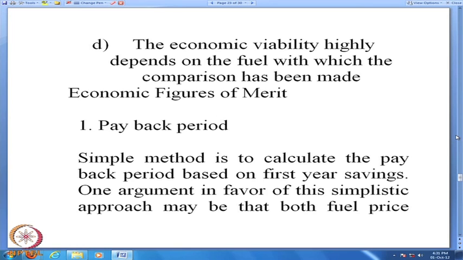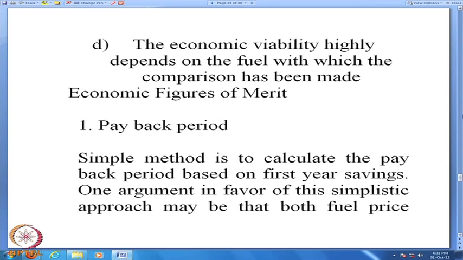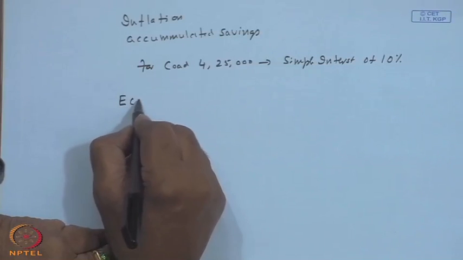The economic viability highly depends on the fuel with which the comparison has been made, right. As we have seen, even if there are mistakes, if the rates are reasonable, at least the ratios are reasonable, that is what I believe. If you compare with wood or coal, the solar appears to be poorer, and compared with LPG, it is fine, compared with electricity, it is fine. In other words, it appears to be an attractive option. Now, there are what we define as the economic figures of merit.